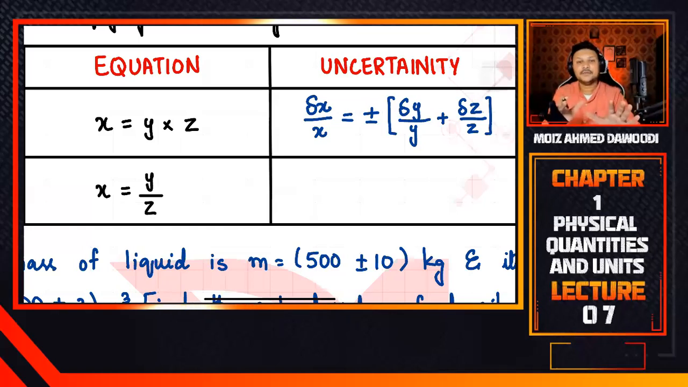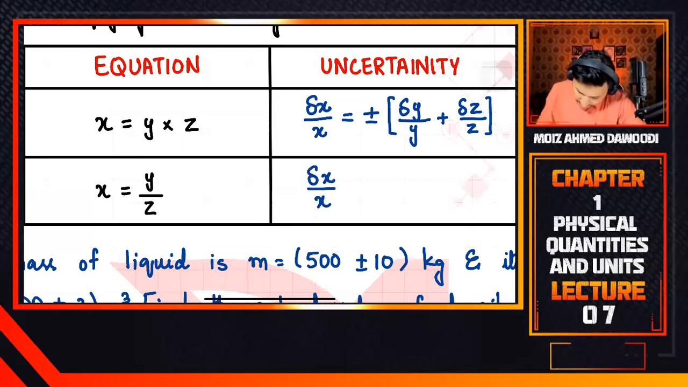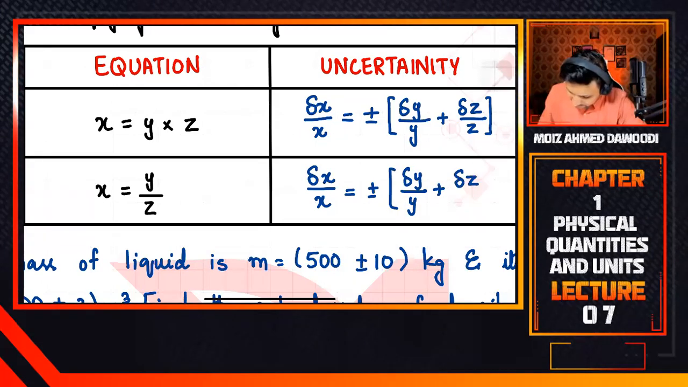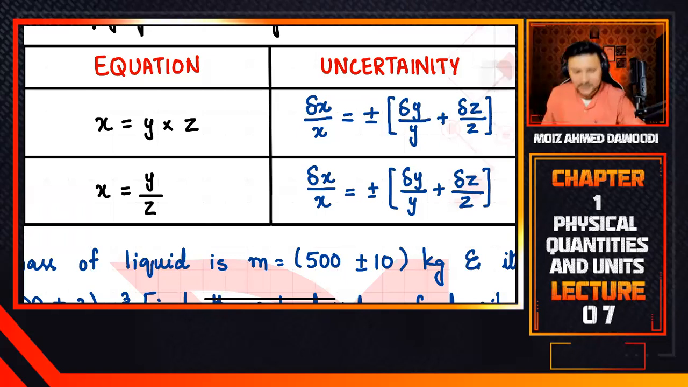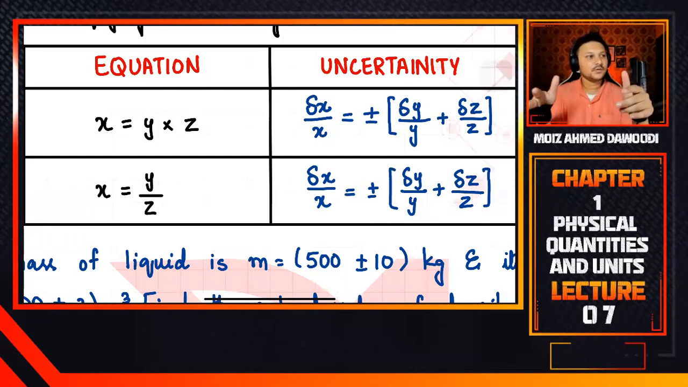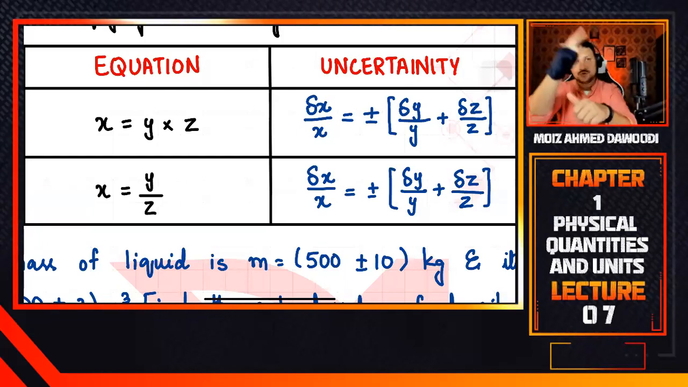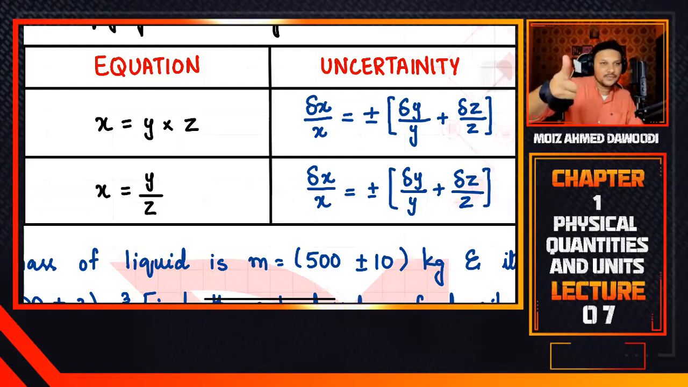If the uncertainties are multiplied or divided, they should be added. Write it somewhere. So uncertainty in x over x equals plus minus uncertainty in y over y plus uncertainty in z over z. Understood? So this was the general concept. Quickly tell me, then we will solve a question. If you have any question, you can ask. If you are clear, either write in the chat box or open the mic and tell, give a thumbs up.